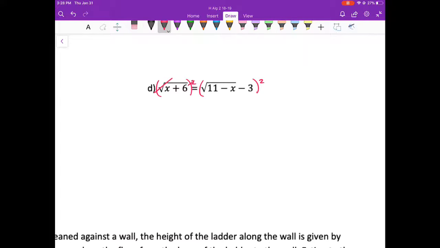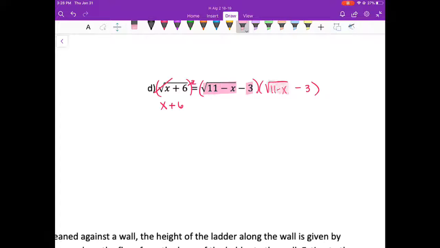which will get rid of the square root on the left, which is good. So I have x plus 6. On the right, we are going to have to FOIL. So our first term is that square root of 11 minus x, and our last term is 3. And so instead of squaring it, we can also think about it as multiplying by itself.